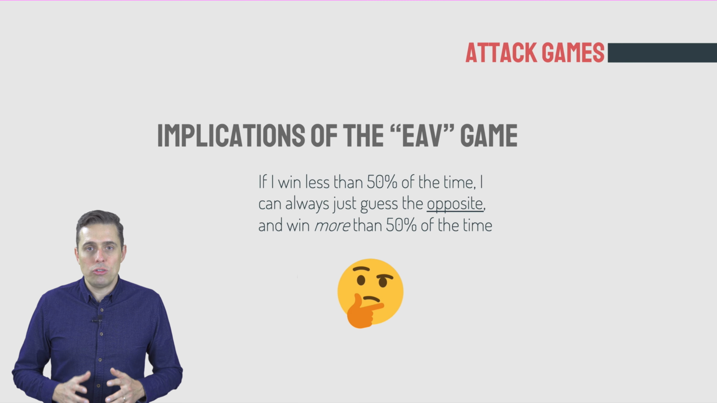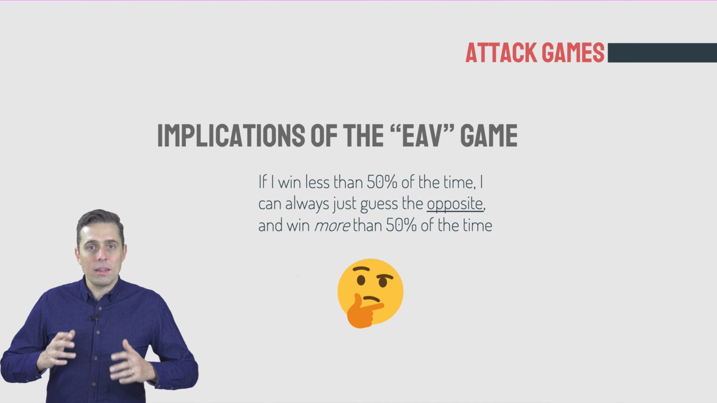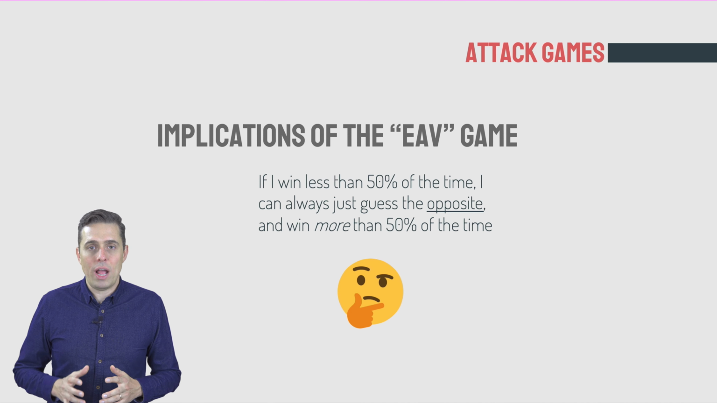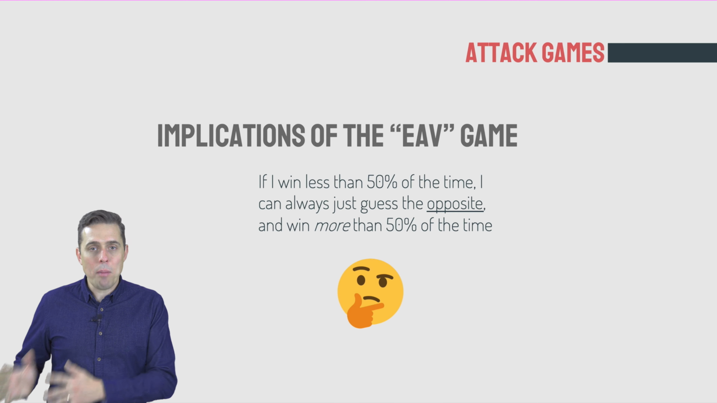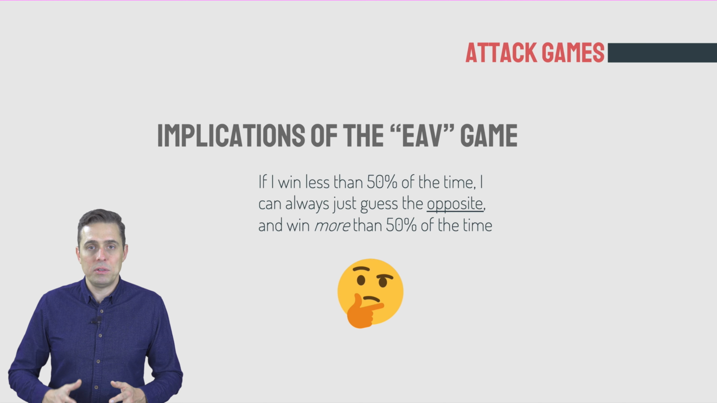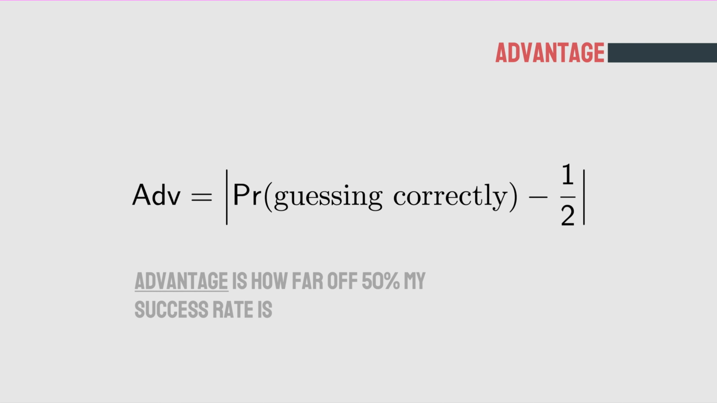But even if I use a strategy that causes me to win less than 50% of the time, I can always just take my strategy and then guess the opposite of whatever my strategy says, and then I will win more than 50% of the time. So the advantage I have in winning this game is how far off of 50-50 I am. Remember, if I'm less than 50, I can always just guess the opposite to become more than 50.